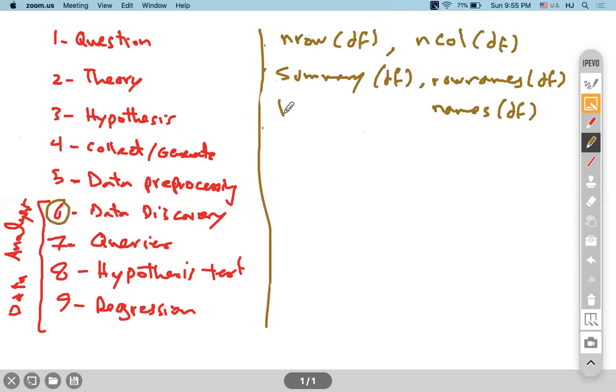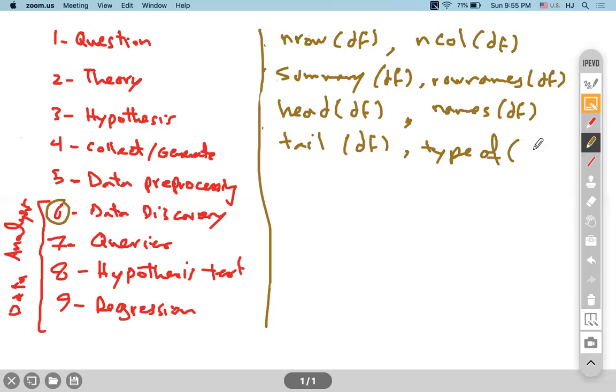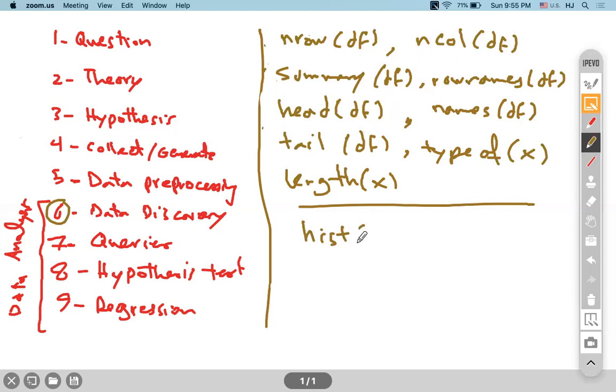You can also use head to discover the data frame. You can use tail also to discover the data frame. You can use typeof just to know the type of a certain column. You can use length just to know the length of a certain column. So this is for discovering the data which you have, and you can use the visual methods as well to discover the data, as we said. So you can use hist to plot the histogram.